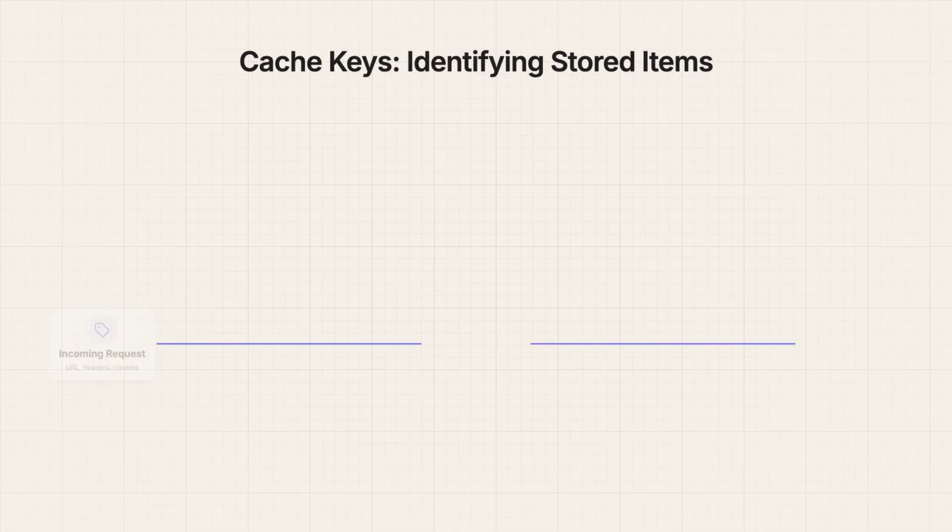The cache key is how an edge node decides whether two requests are for the same item. By default, it is usually just the URL, but you can vary keys on request headers like accept language or accept encoding to serve different content to different clients. Getting cache keys right is critical. Too broad and users get wrong content. Too narrow and you defeat the cache entirely.